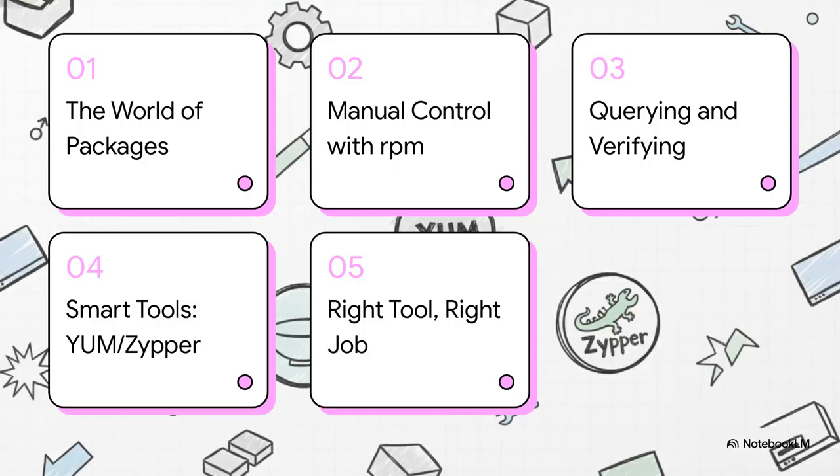So here's our game plan. We'll start with what packages actually are, then we'll get our hands dirty with the RPM command itself. After that, we'll see how to query and check our system, then unleash the power of Yum and Zypper, and we'll wrap it all up with a simple guide on which tool to use and when.